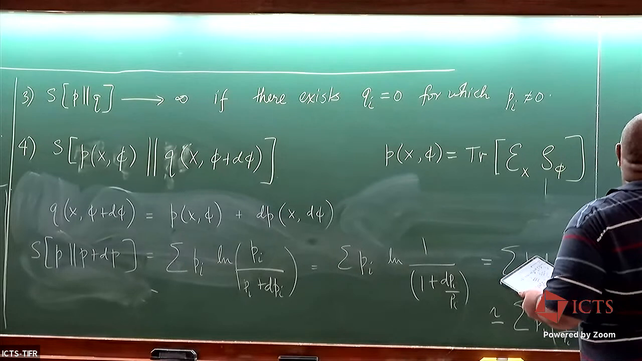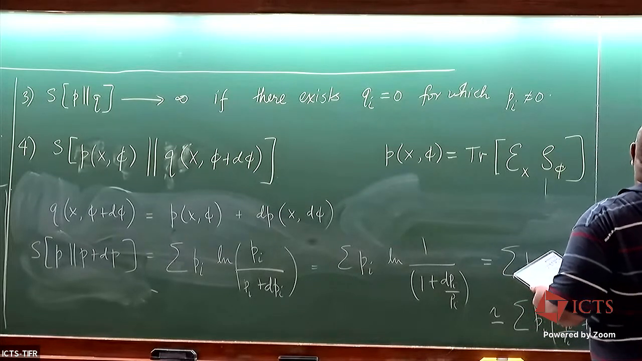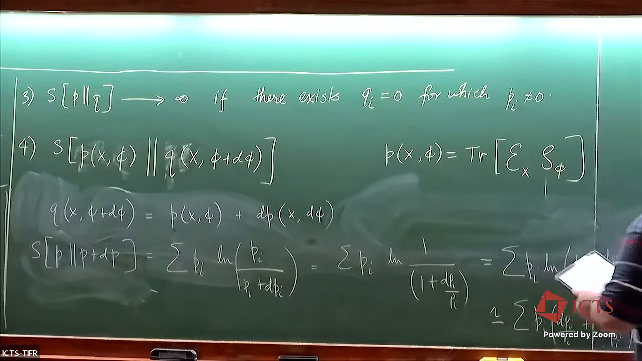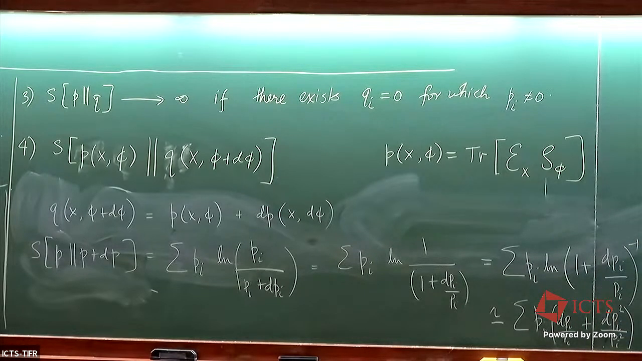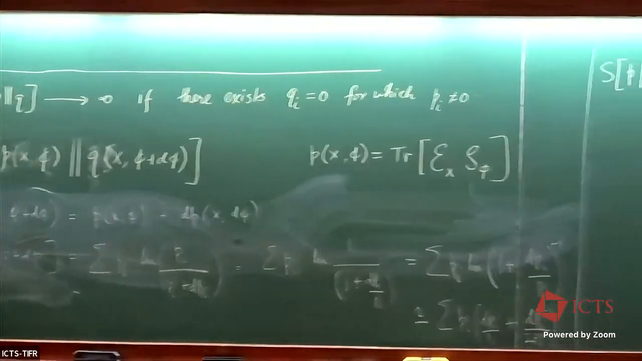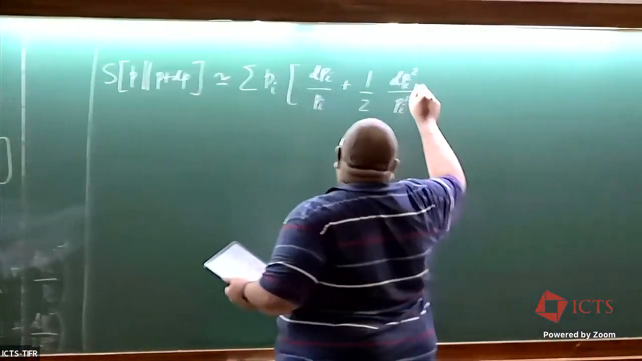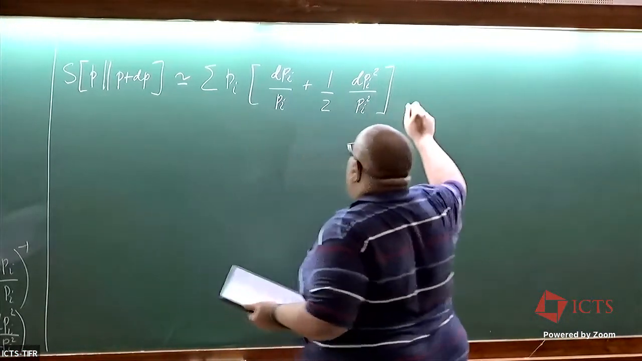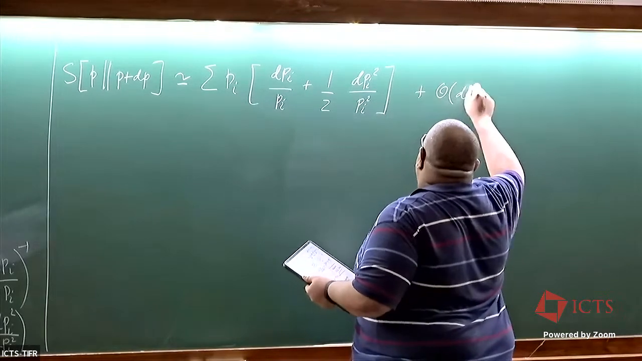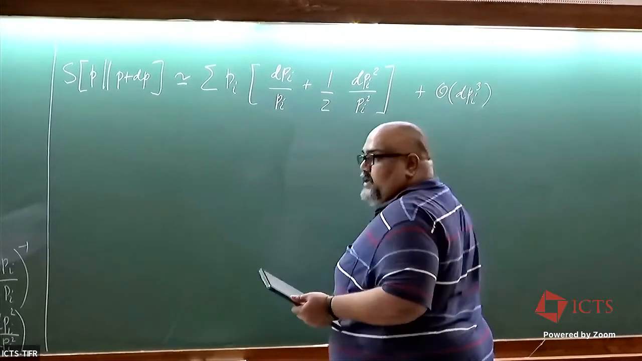The Kullback-Leibler divergence between P and P plus dP is approximately the sum over i of p_i, and then I have to expand out this log term, and it produces dp_i over p_i, and then there is a 1 over 2, which I forgot here, dp_i squared divided by p_i squared, right? And then there is order dp_i cubed stuff, which I can just ignore.